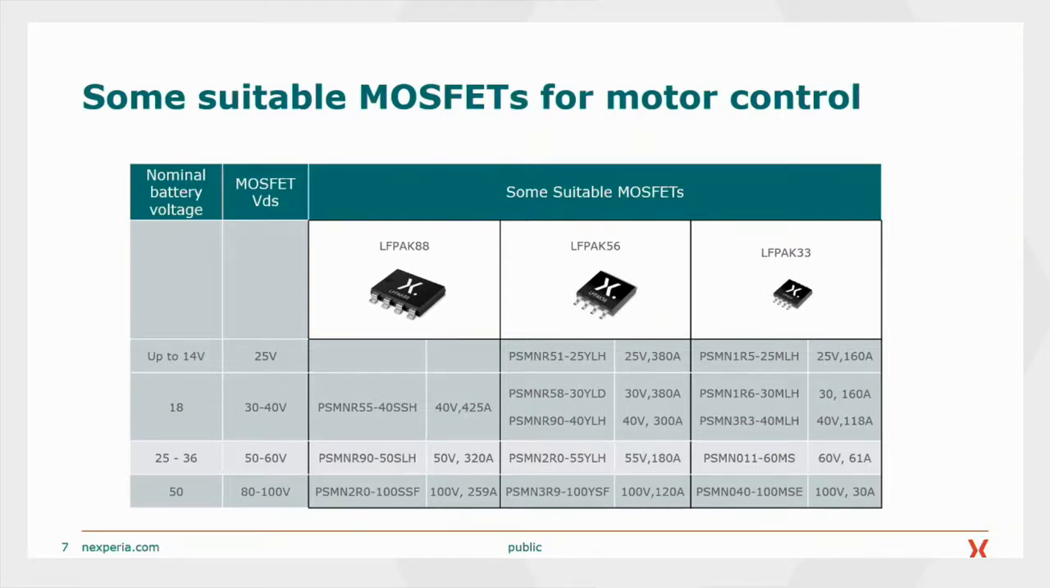For the LFPAK56, we've got a 30 volt device which is 0.58 milliohm, and again, that's 380 amp rated. And even if we had space constrained applications where you'd use a 3x3 package, we've got the LFPAK33. It's a 1.6 milliohm device, and that's 160 amp rated. I'm not going to go through all of these products, but this is just an overview of the type of products which we developed for these very harsh applications that motor control requires.